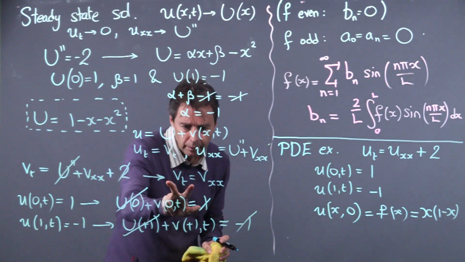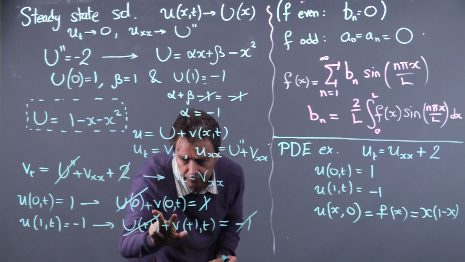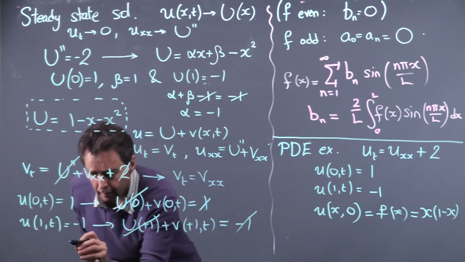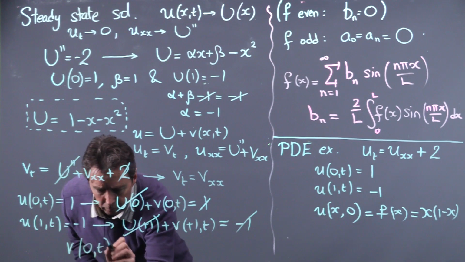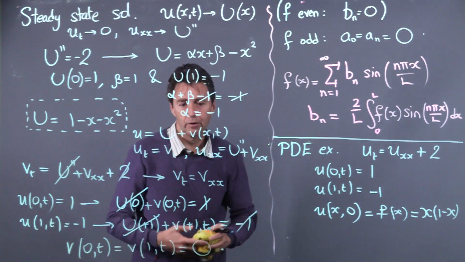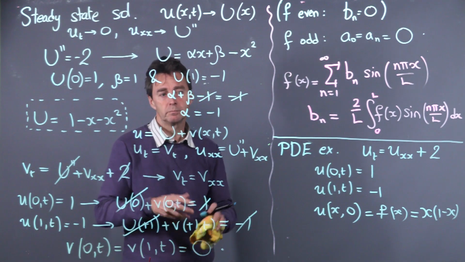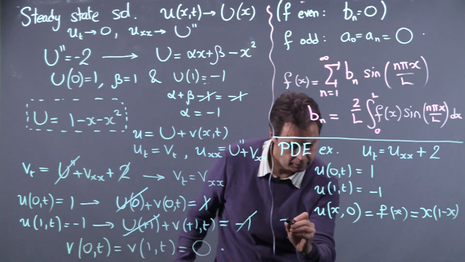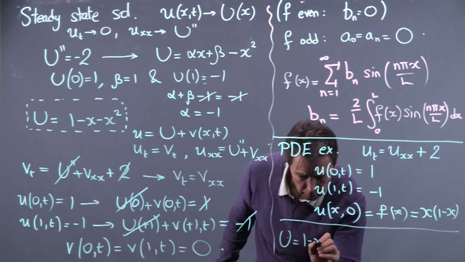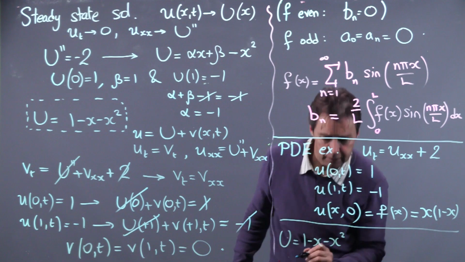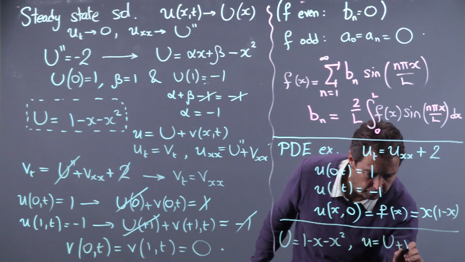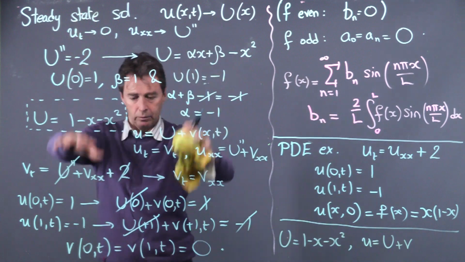So my PDE has got no extra term, and my boundary condition is simply that V is 0 at both 0 and 1. So I've now got a nice homogeneous problem for V. Okay, so let's just go over here and record the fact that big U was 1 minus x squared, and I've put U is equal to big U plus V. Right, that's basically all of this slide.